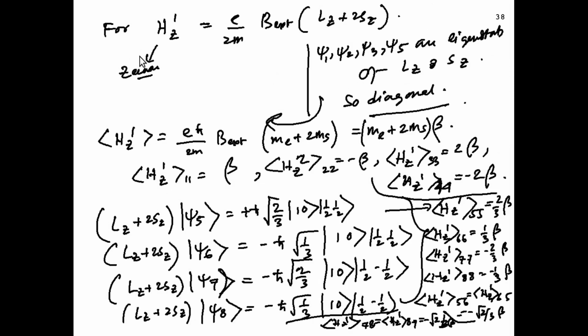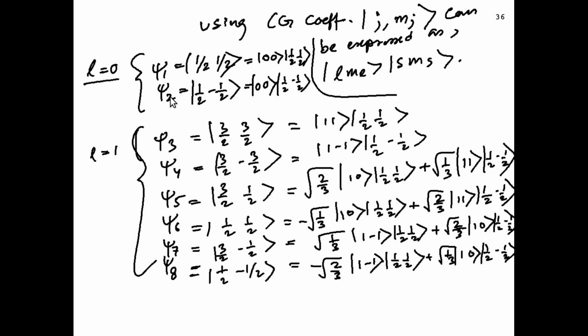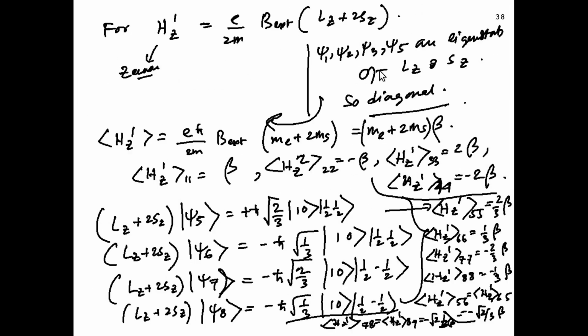Now, we will find the form of the external magnetic field term. In that basis, psi 1, psi 2, psi 3, psi 4 are eigenstates of Lz and Sz also, and we can see that very simply by looking at psi 1, psi 2, psi 3 and psi 5. They are simply eigenstates of Lz and Sz.